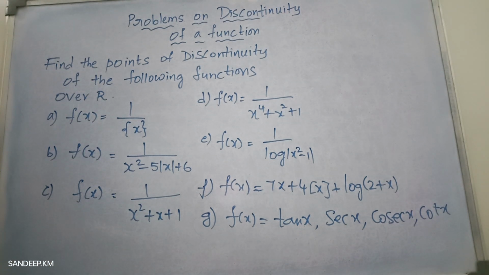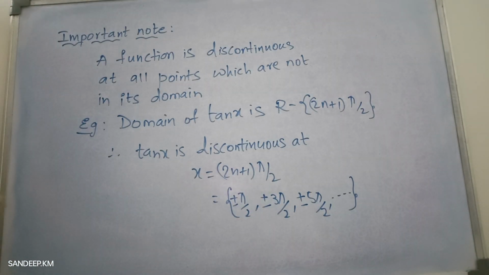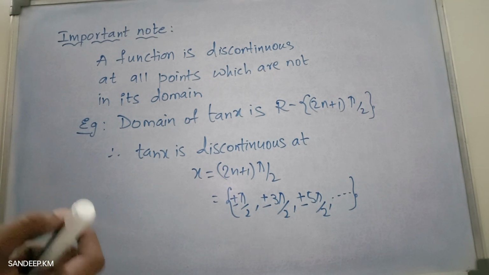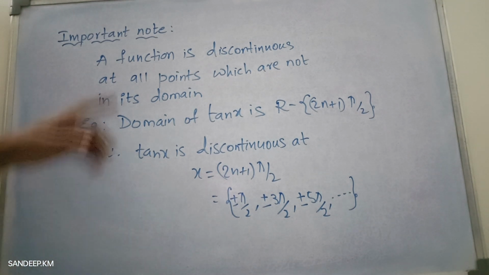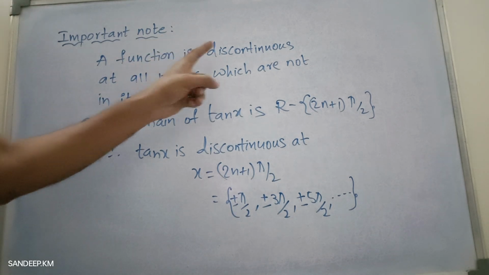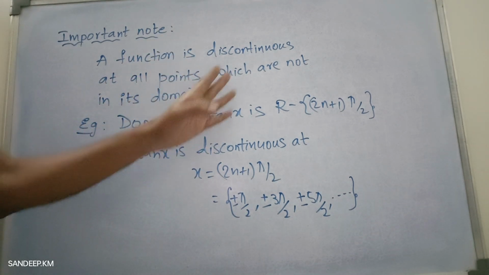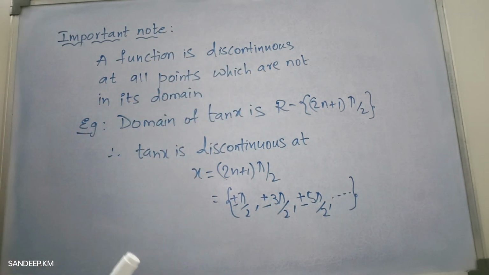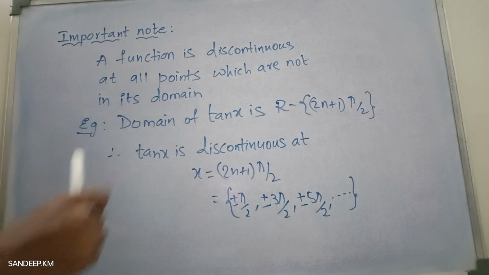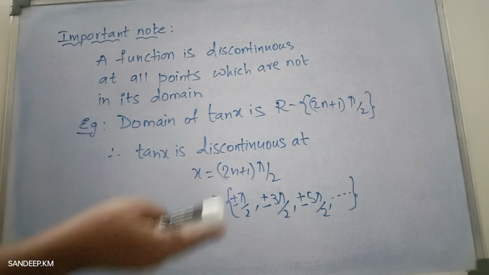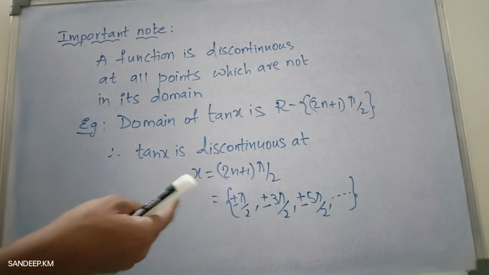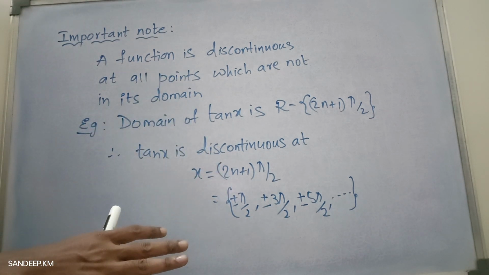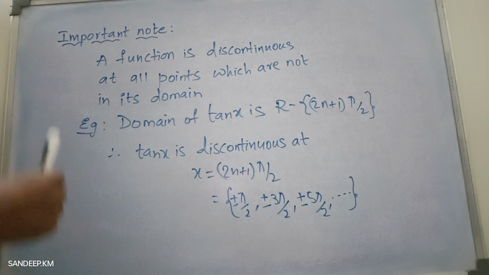Let us continue. The first thing that we should remember is where do we generally find the points of discontinuity? That is the question, right? Remember this, a function is discontinuous at all points which are not in its domain. So first of all, take the function and know what its domain is. The points which are not in the domain of the function are points where it is not continuous.